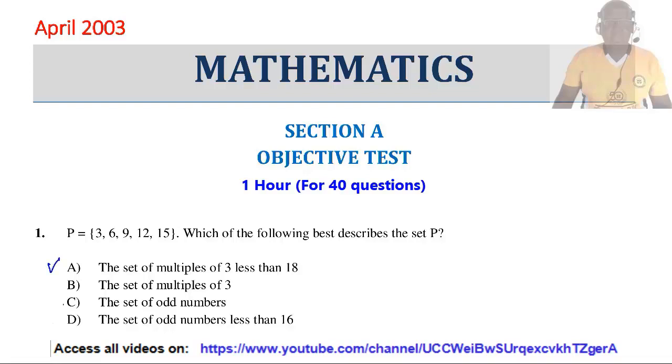Now let us cross-check the other answers. B. The set of multiples of 3. The set of multiples of 3 is an infinite set. That is, the number of elements in this set cannot be counted. So B is wrong. C. The set of odd numbers. 12 is not an odd number. So C is wrong. D. The set of odd numbers less than 16. 12 is not an odd number. So D is wrong. So obviously the right answer is A.